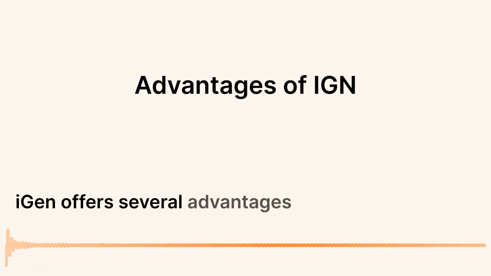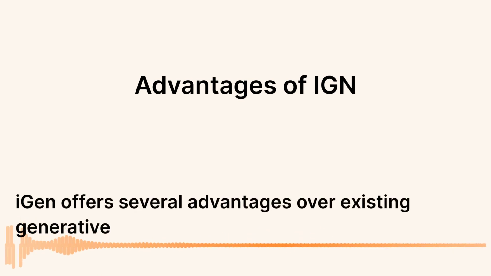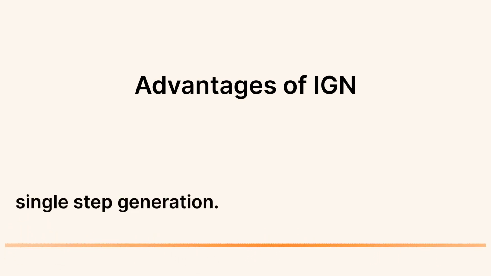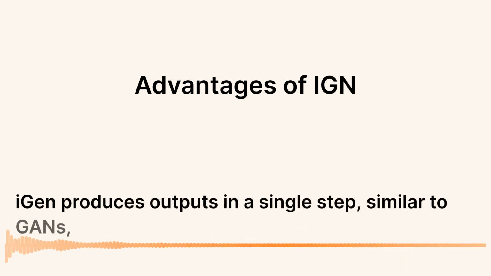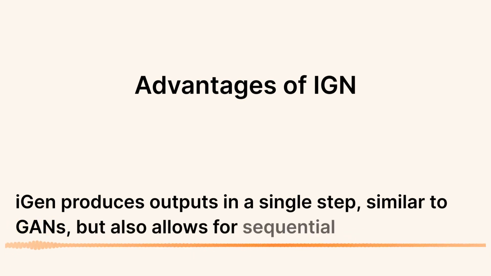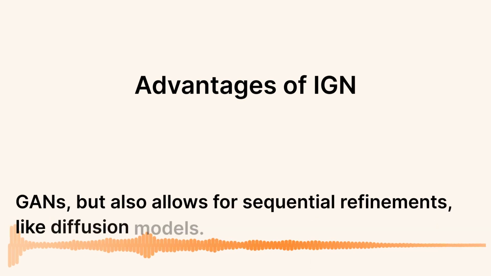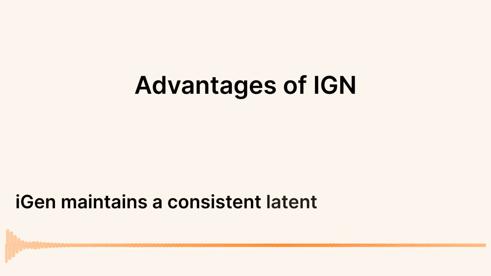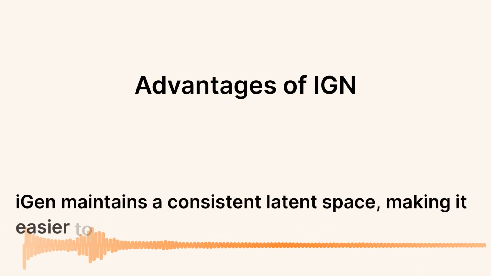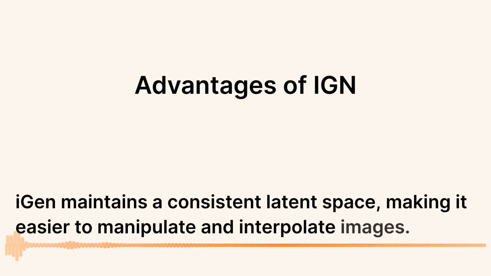IGN offers several advantages over existing generative models. 1. Single-step generation. IGN produces outputs in a single step, similar to GANs, but also allows for sequential refinements, like diffusion models. 2. Consistent latent space. IGN maintains a consistent latent space, making it easier to manipulate and interpolate images.